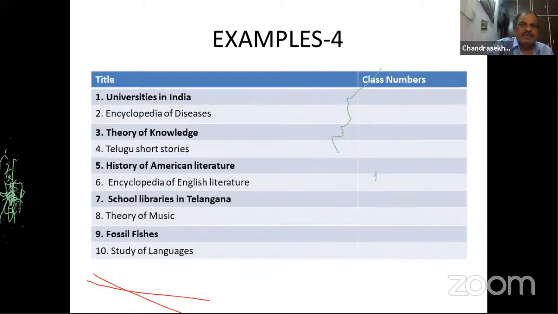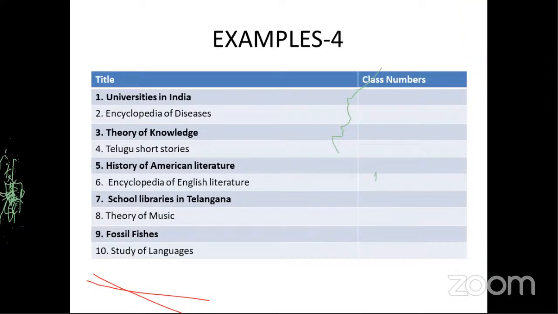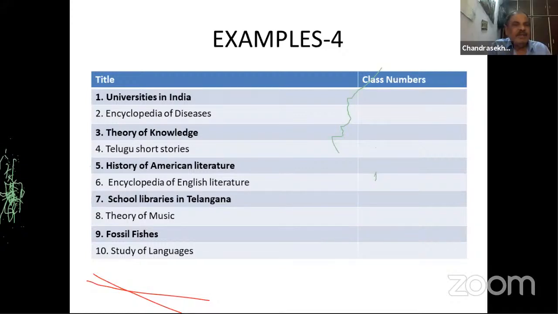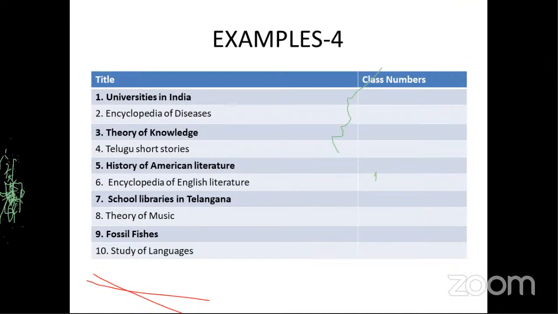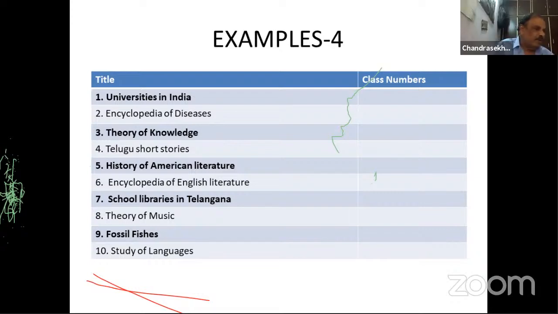So let us go to the next exercise. Exercise number 4. Universities in India. Universities is a subject dealt with in education. What is the number for education? 370 education. 54 is India, to be added to universities. Education again has a part, 07 education. Then you look at the subdivisions under it.